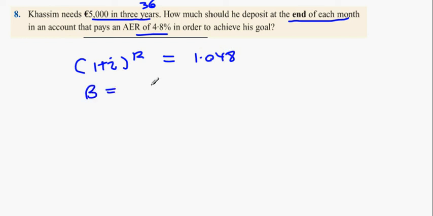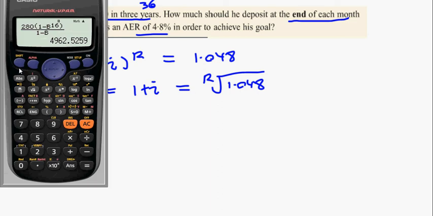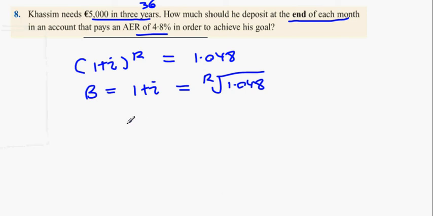Our b value is then 1 plus i on its own, which is going to be the 12th root of 1.048. The 12th root of 1.048 is going to be 1.0039. Shift-store it as b. Now, if we write down what our final amount is, we don't know how much we put in each month, so it's going to be x, the amount at the end of each month.